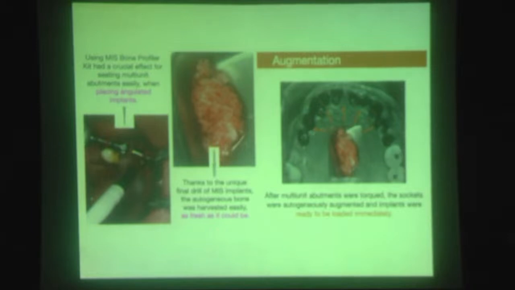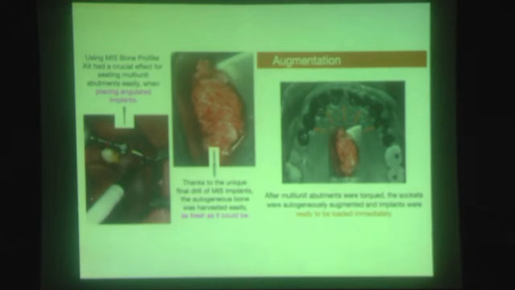And thanks to the unique final drill of MIS implants, the autogenous bone was harvested easily, as fresh as it could be. In the MIS system, you have a final drill with the lowest RPMs, with the irrigation closed. When you use the final drill at the end, you can collect this amount of autogenous bone, and it is very, very, very effective for the rest of our surgery.